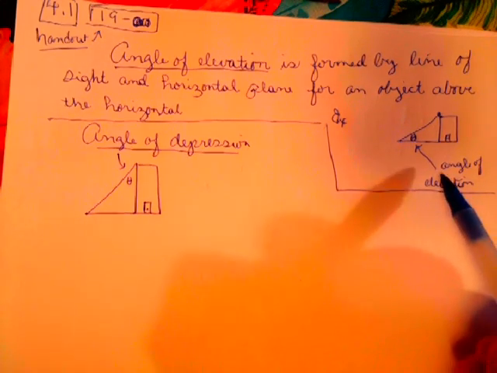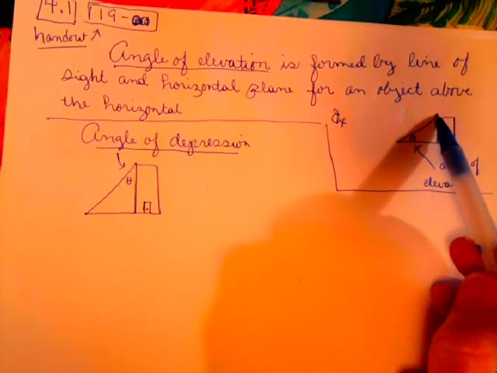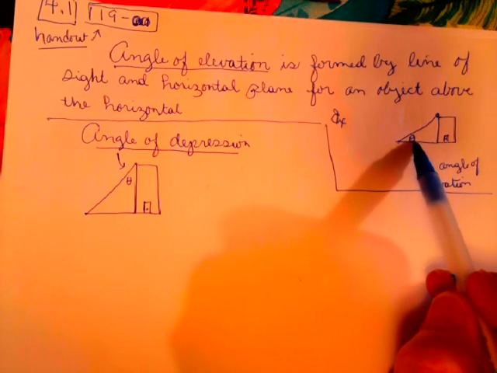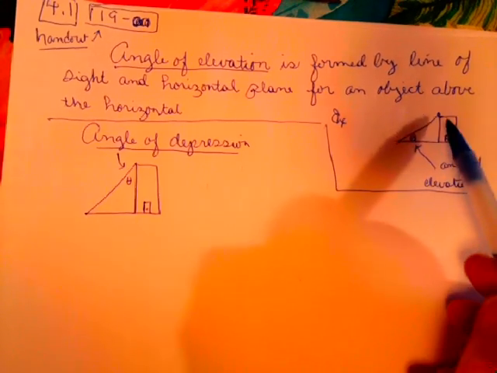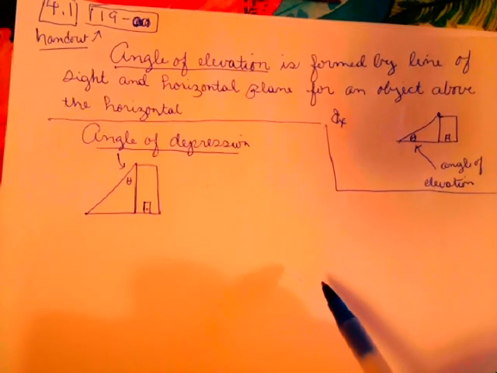Angle of elevation: if you're standing on the ground looking at the top of a building, the angle of elevation is the angle made with the horizontal plane and the object above the horizontal, the object that you're looking at up there. So that is the angle of elevation.